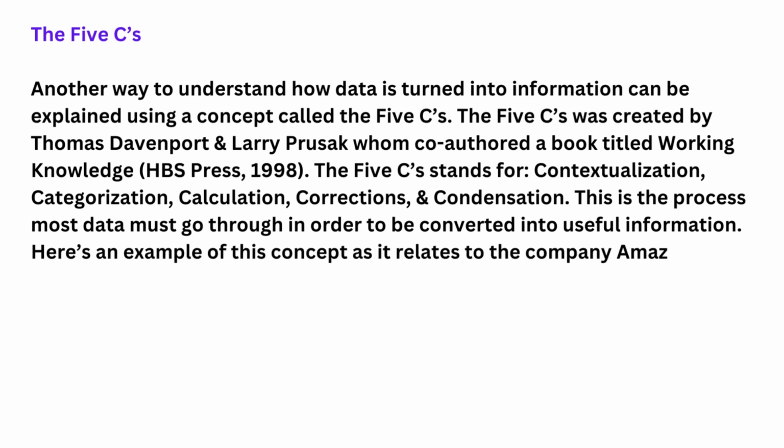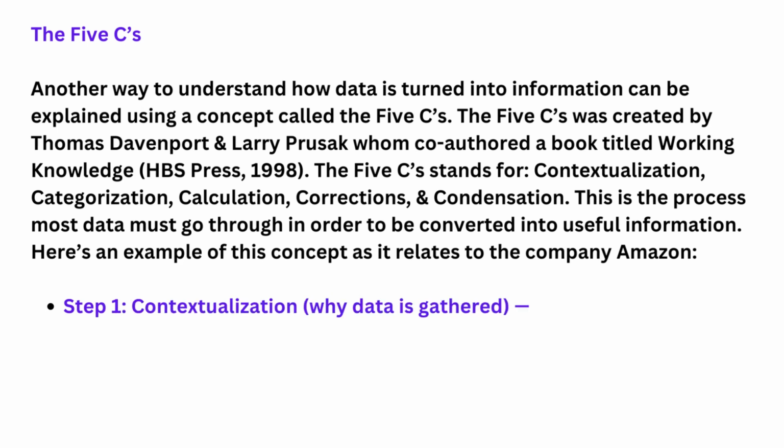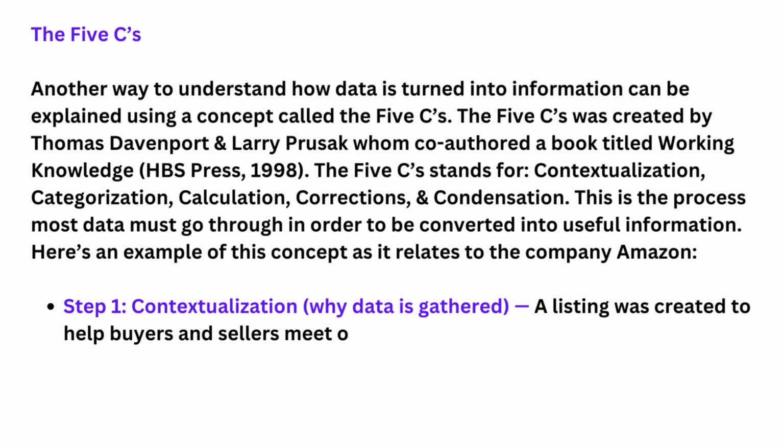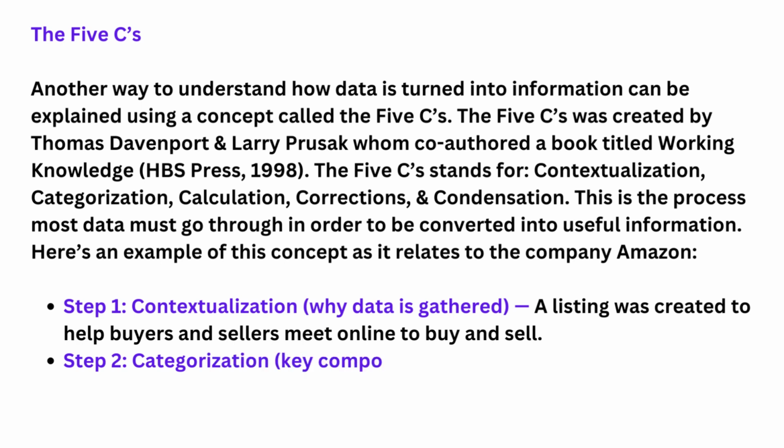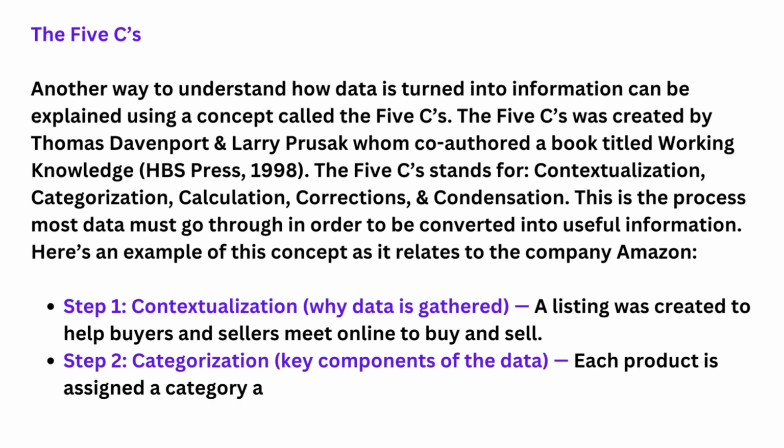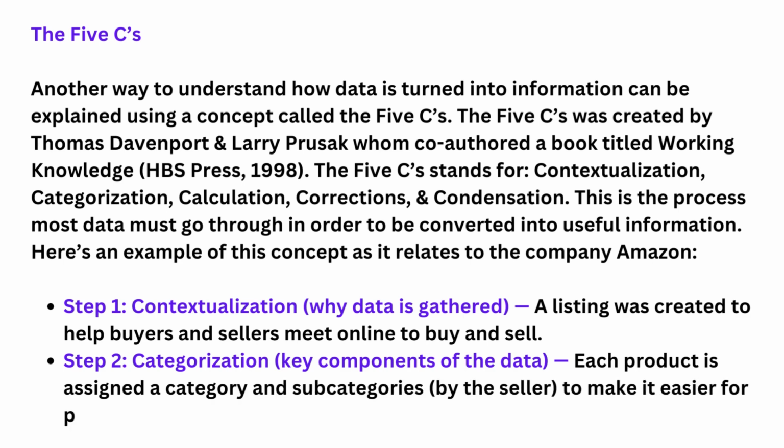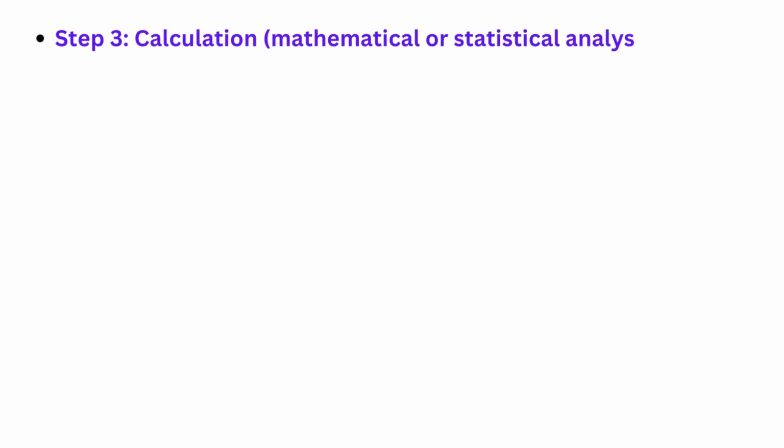Here is an example of this concept as it relates to the company Amazon. Step 1. Contextualization. Why data is gathered. A listing was created to help buyers and sellers meet online to buy and sell. Step 2. Categorization, key components of the data. Each product is assigned a category and subcategories by the seller to make it easier for potential buyers to find their product. Step 3. Calculation, mathematical or statistical analysis.